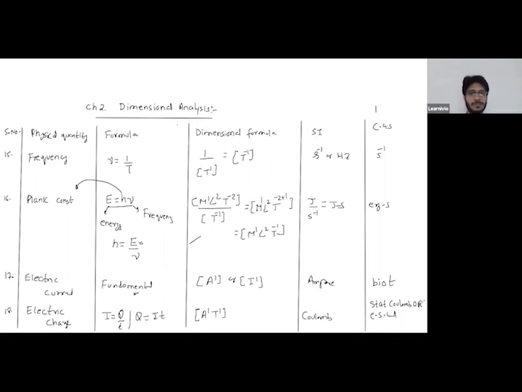This is CGS. Sir, what have you written for Planck's constant? Unit or dimension? Sir, what have you written as the SI unit of Planck's constant? Joule seconds. It's joule seconds.